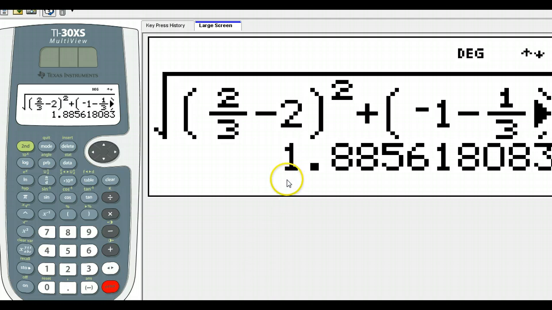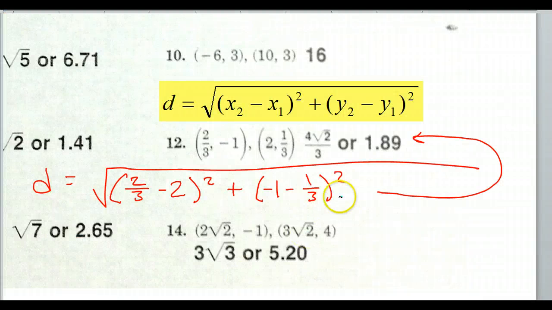Alright, well, it's not giving us the radical this time. It's giving us 1.88 or 1.89. Okay, so that's where the 1.89 is coming from. And you know what, that's good enough. I could show you how to make the calculator do the whole radical thing, but I'm not going to. 1.89, let's just go with that.